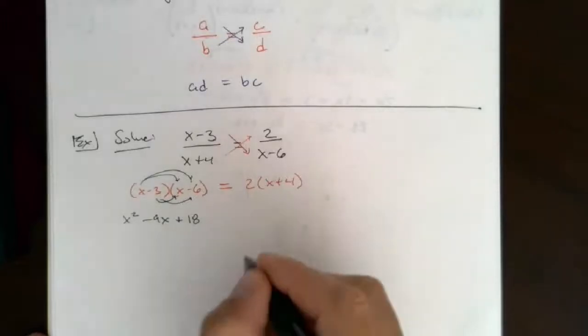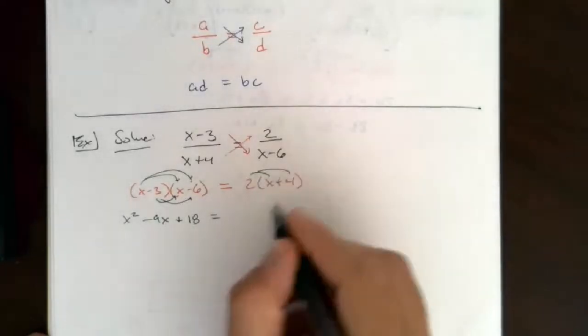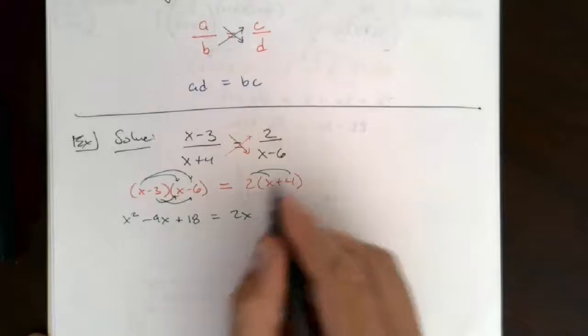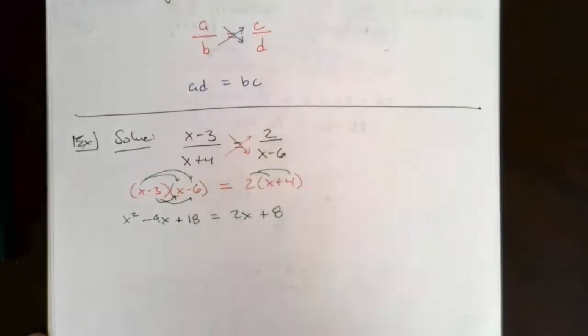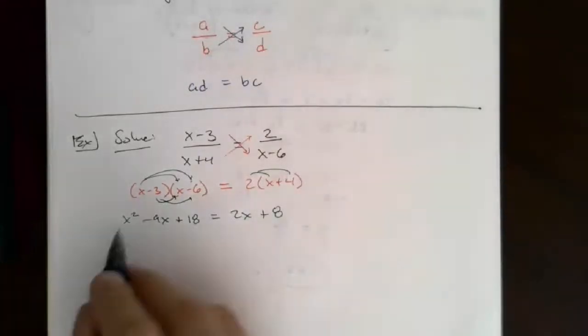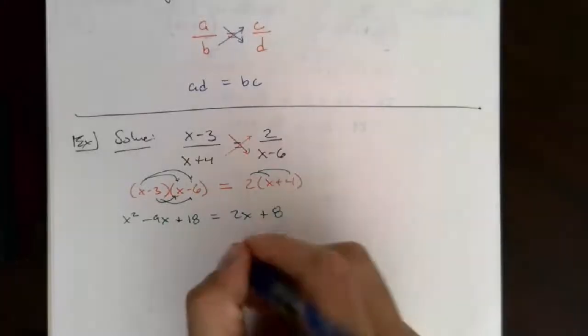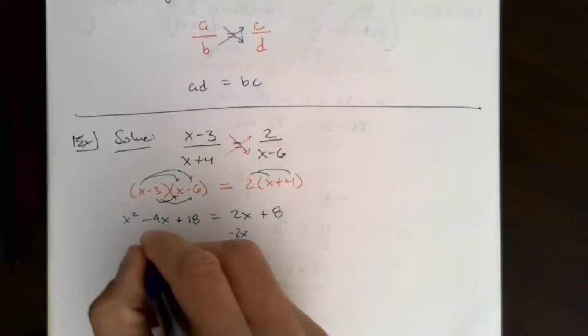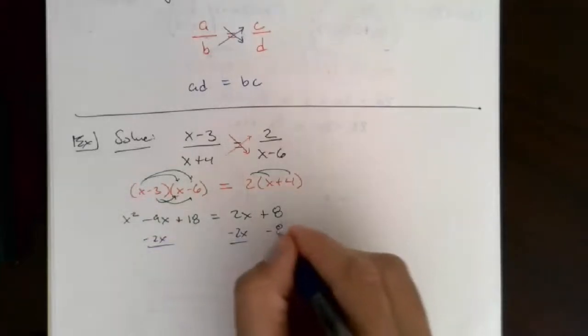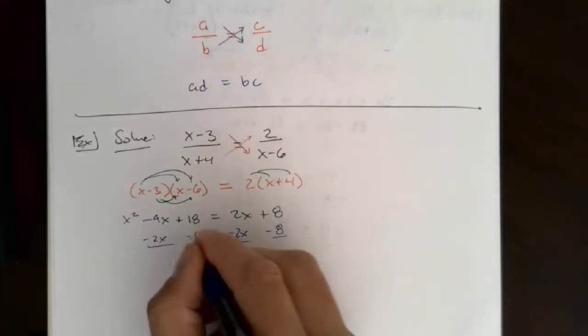So we have x squared minus 9x plus 18 equals, on this side distributing the 2, 2 times x is 2x, 2 times 4 is a positive 8. Now we have a quadratic equation. The highest power there is 2. So to solve this, remember you want to get one side equal to 0. So I'm going to subtract 2x from each side here. I'm also going to subtract 8, so I'm going to get 0 on the right.